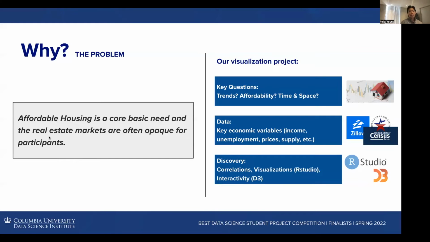We pulled key economic variables such as income, unemployment, prices, supply, etc. And with this data that we aggregated, we applied techniques and tooling such as RStudio and D3 taught by Professor Robbins to visualize the variables to help us find correlations and insights that could help us answer the proposed questions.